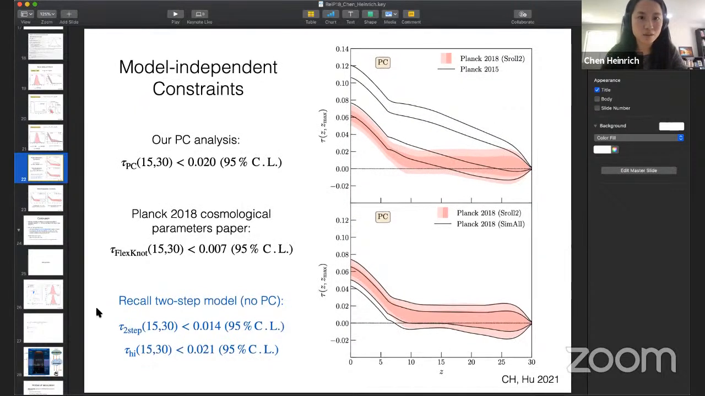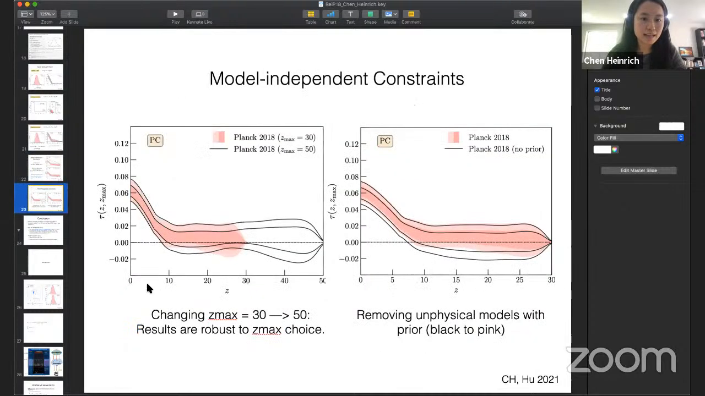Just checking that what we're doing still makes sense. You could also, and then we can also change the Zmax from 30 to 50, showing that all results are consistent with each other. And then also, if we're worried about putting the prior, this is directly showing what happens when you impose the prior and not imposing the prior.